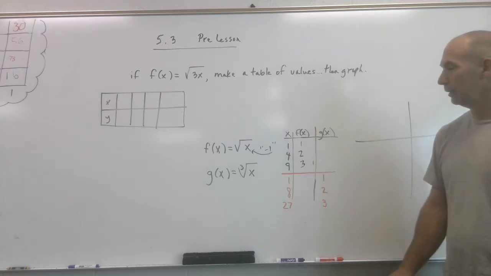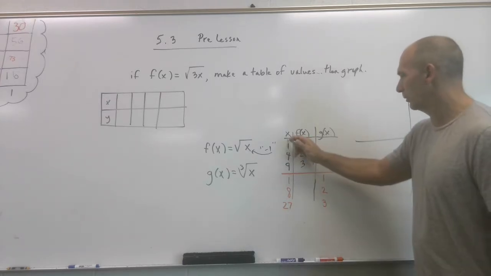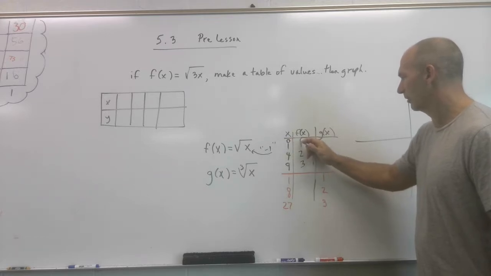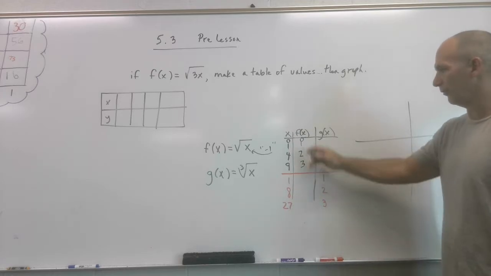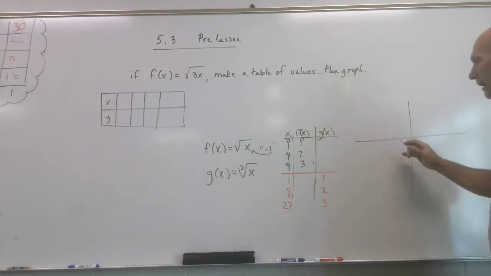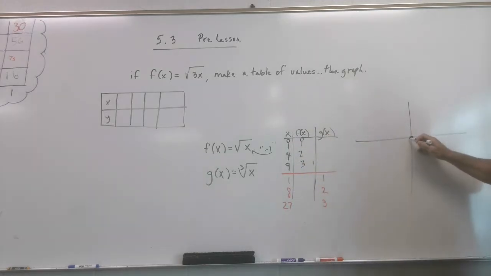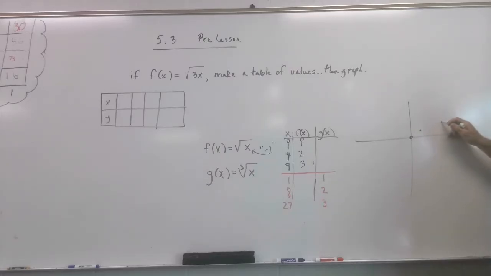So I know that, well, I should actually put in a 0. I should start with 0. And so 0 works. So there's 4 points that I'm going to graph. So (0, 0), (1, 1), 4-ish, 2-ish, 9-ish, 3-ish. So as you can see, this graph goes up and up and up.